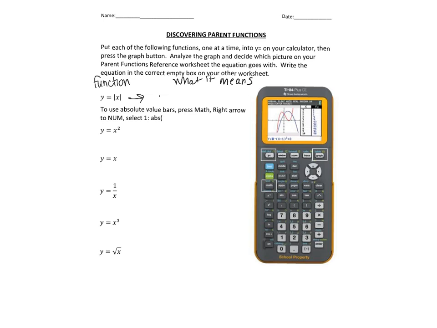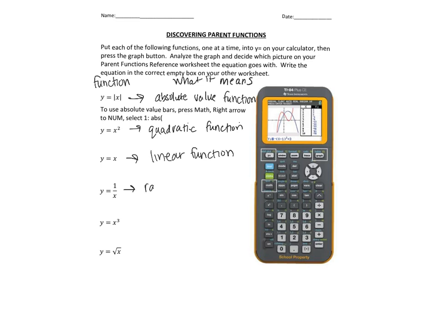So this is an absolute value function, okay? This is a quadratic function. This is a linear function, which we usually use the most. This is a rational function. This is a cubic function.